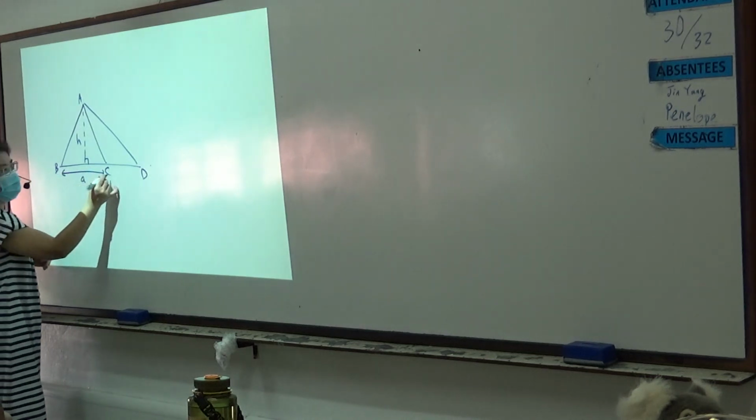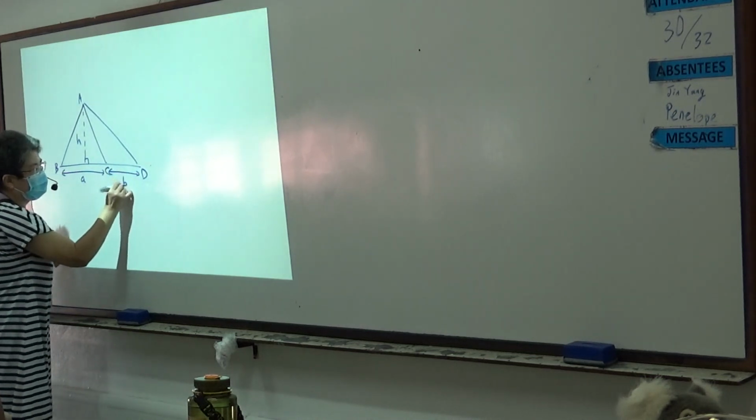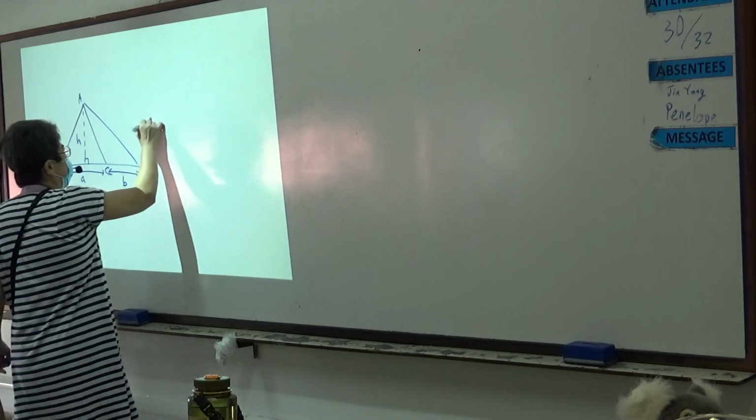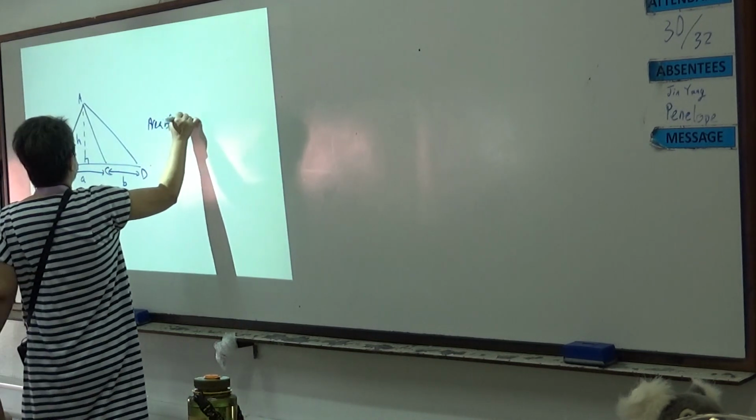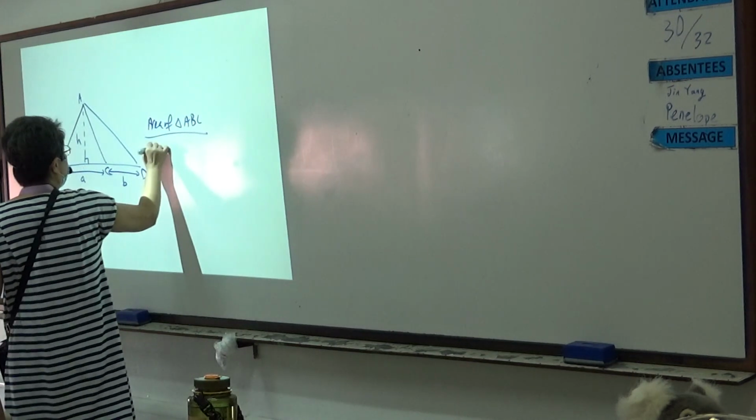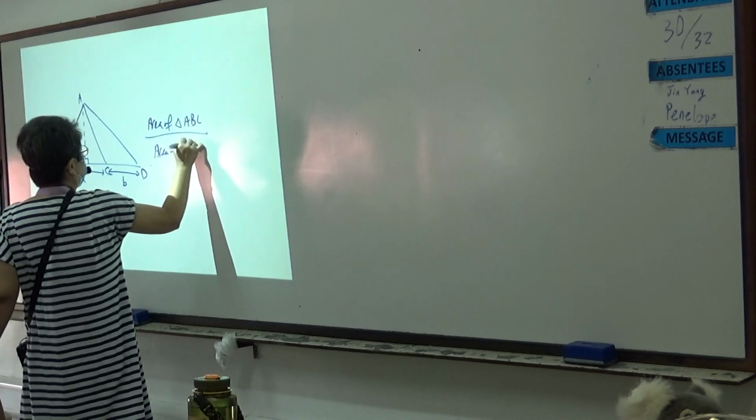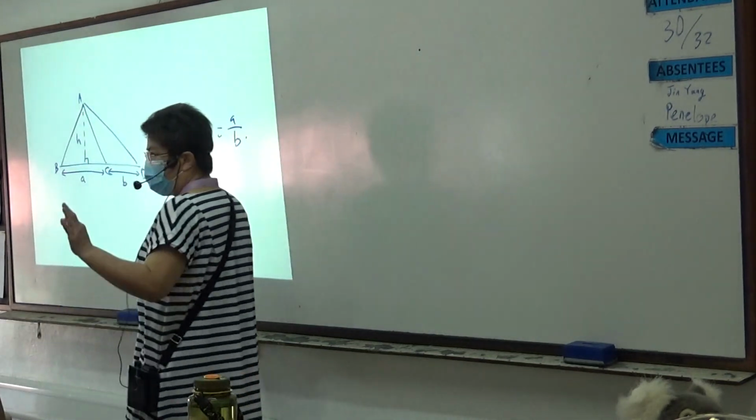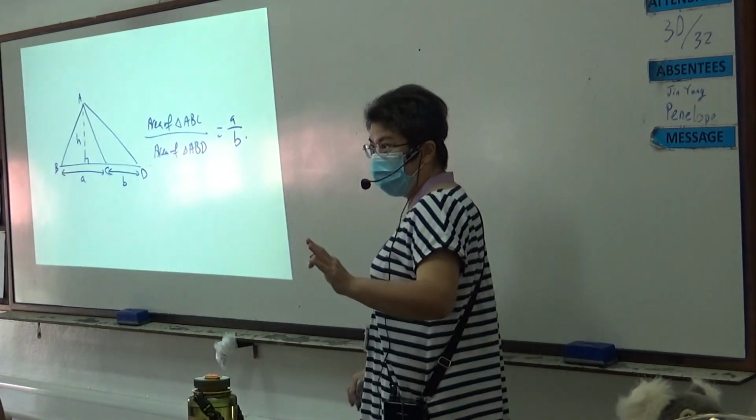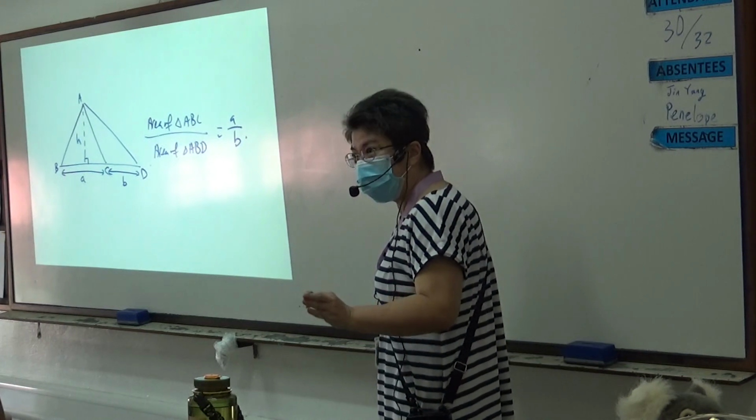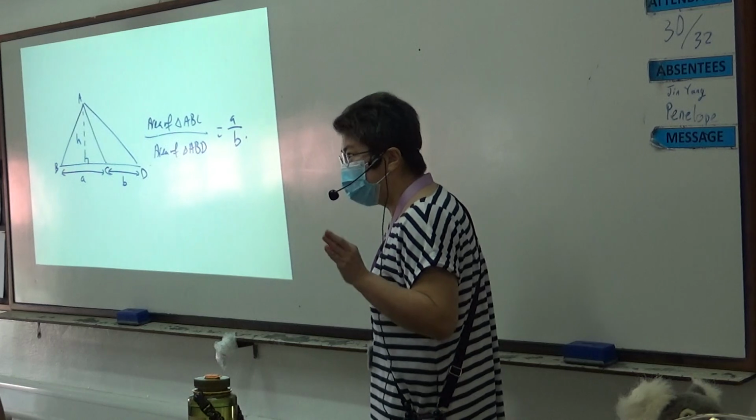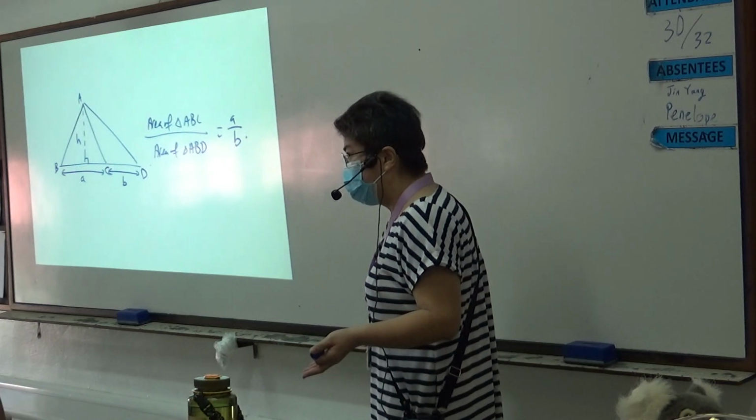Now, if this length is A, this length is B, I will have area of triangle ABC over area of triangle ACD must be A over B, right? It's just the ratio of the base. You don't need to square, because it's not similar. They share the same height. Clear?